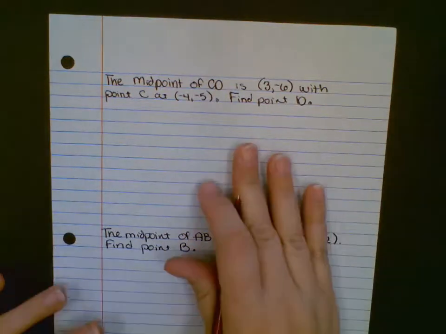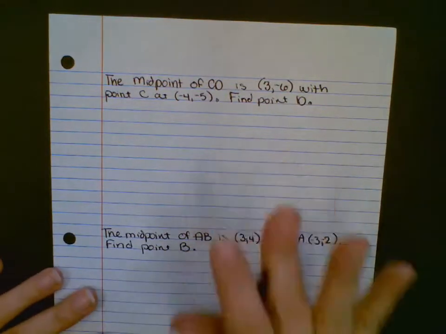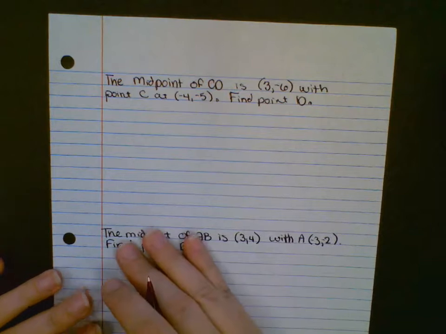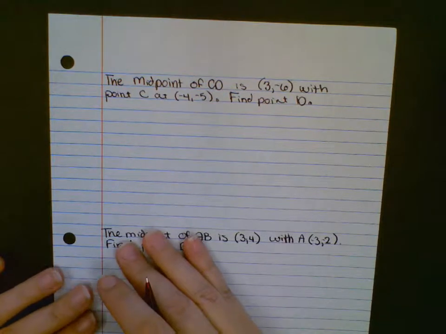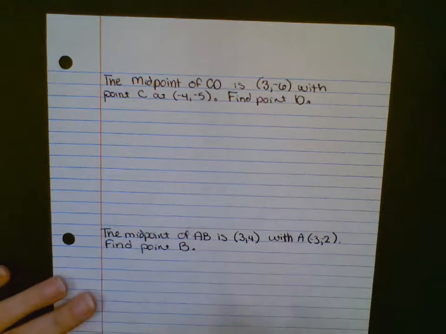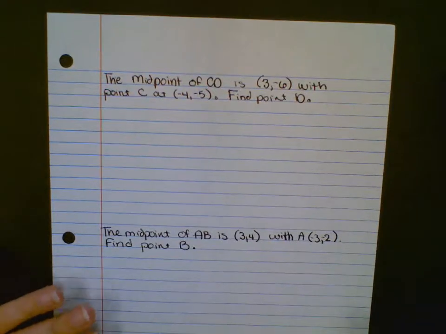Okay, so for these problems, they're different than the ones that we did in the foldable because they tell us what the midpoint is, and they ask us to find the other endpoint. So we're kind of working backwards here. And we can do this using a formula.